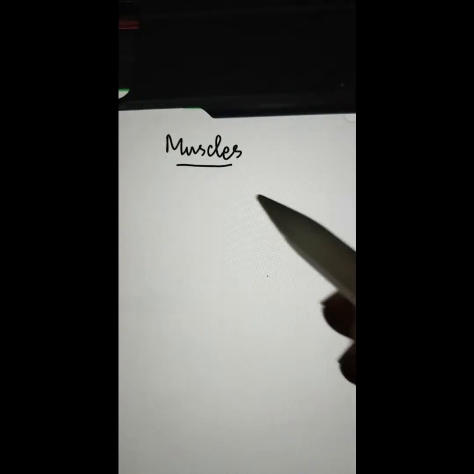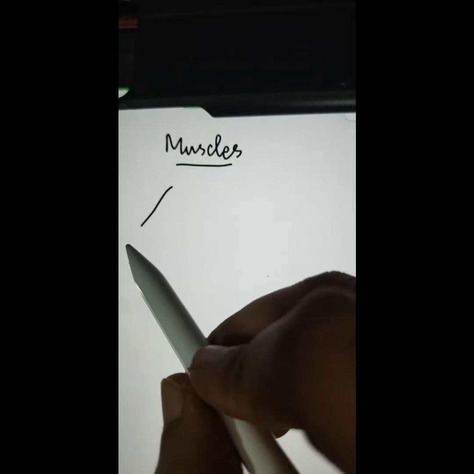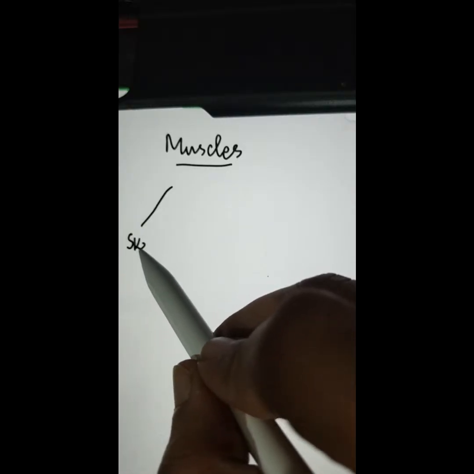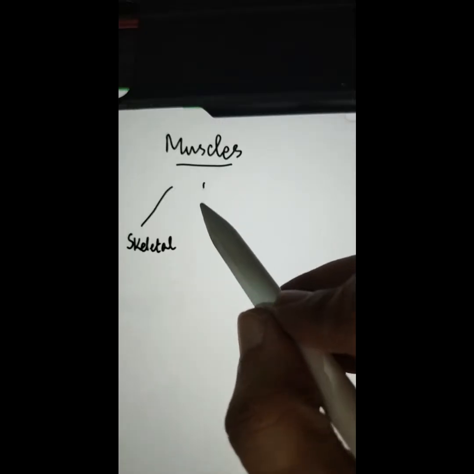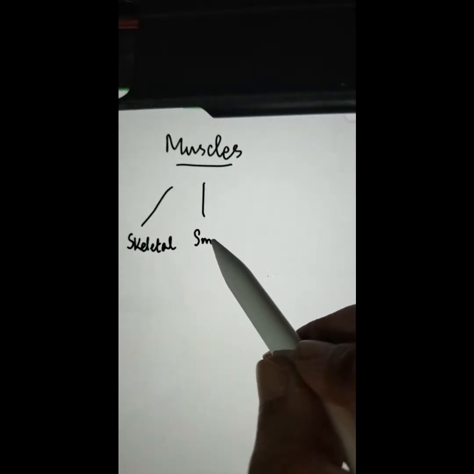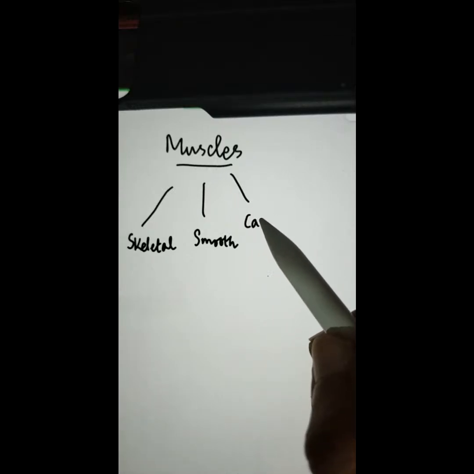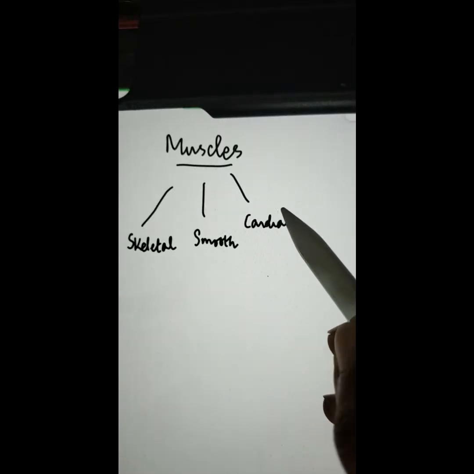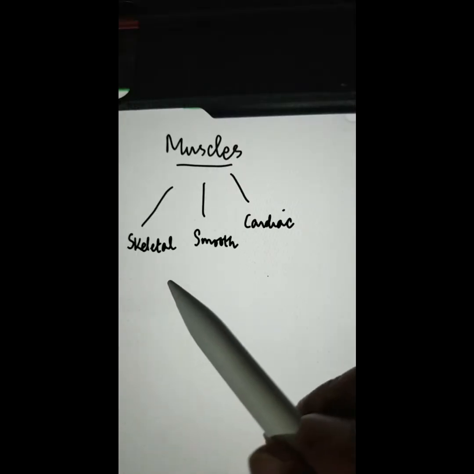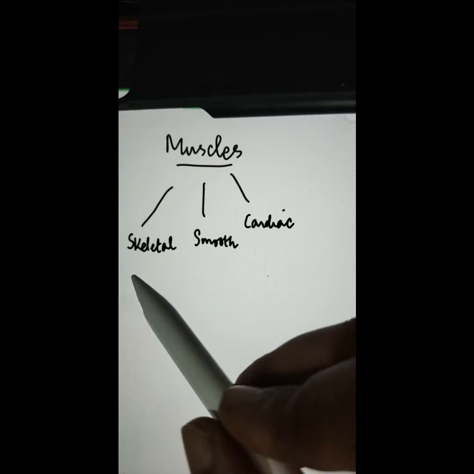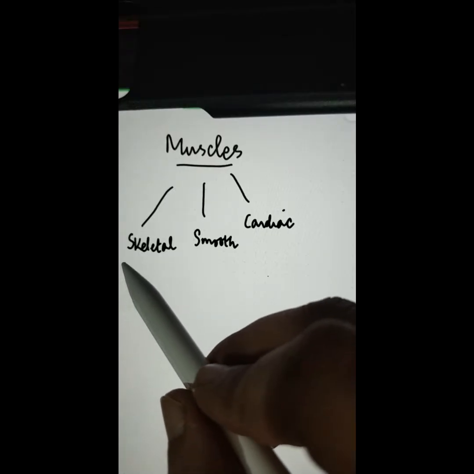Muscles are basically categorized into three main parts, right? So the first type of muscles are skeletal muscles. The second type of muscles are smooth muscles. And the third type, cardiac muscles. Because smooth muscles and skeletal muscles, they have their alternate name as well. So their other names are to be done.